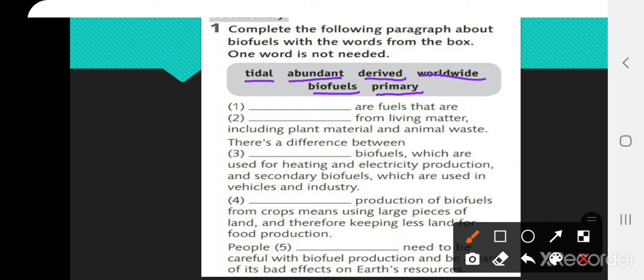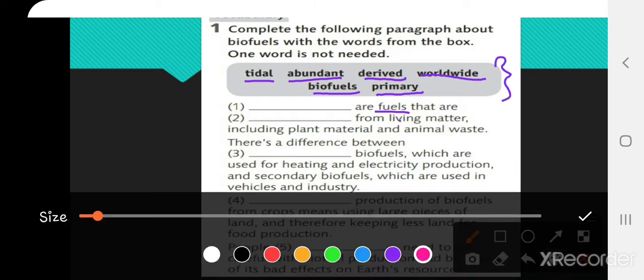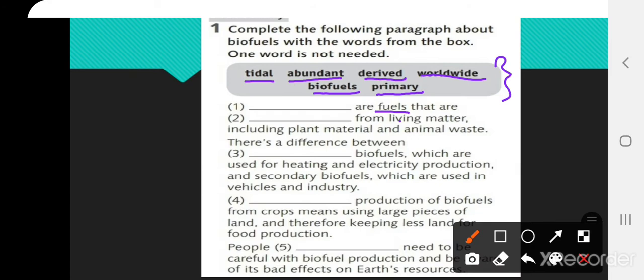Now, number 1. Blank are fuels that are blank. They are fuels. What are these fuels that it's talking about? Which word here shows us the correct word that we are using as fuels? It's what? Of course, biofuels. So number 1 is biofuels. Okay? So biofuels are fuels that are derived from living matter.